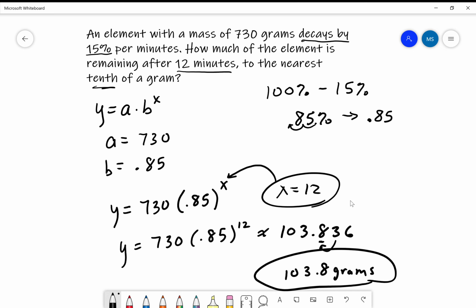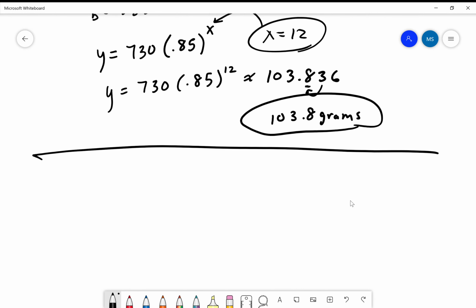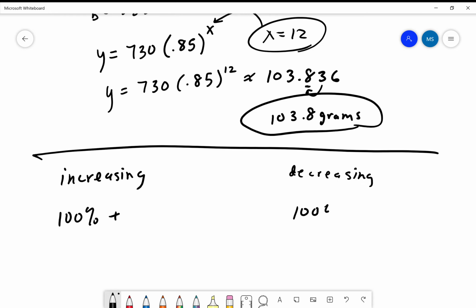All right, so the big key, big takeaway that we want to get here is that if it is increasing, we want to take our 100% and add whatever percent it's on. And if it's decreasing, we want to take that 100% and we want to subtract, right? And then, of course, we want to make sure we convert to a decimal. That's going to help us find our B value.